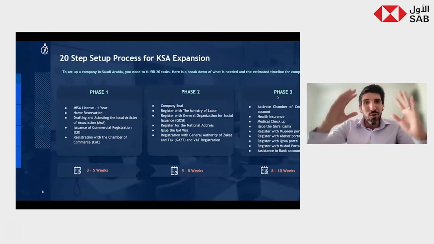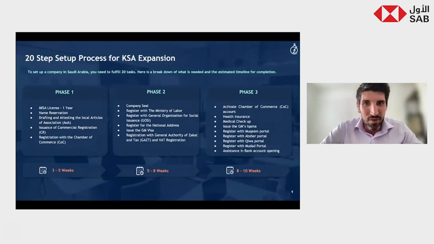So now let's go into the actual process to get set up in Saudi Arabia. As I said, it's still relatively new for 100% foreign ownership to be available in Saudi Arabia. What does that mean? It means that it's a great opportunity to be a first mover into the kingdom, because the competition presumably haven't made that jump yet. But it also means that the setup process is probably a little bit longer than you might have been used to elsewhere. So we've put this into 3 phases over the years.